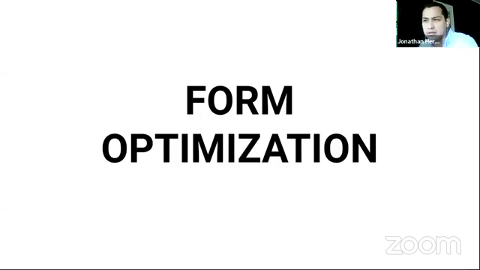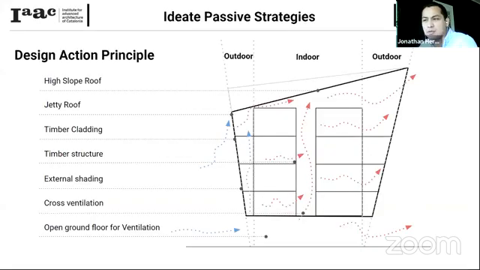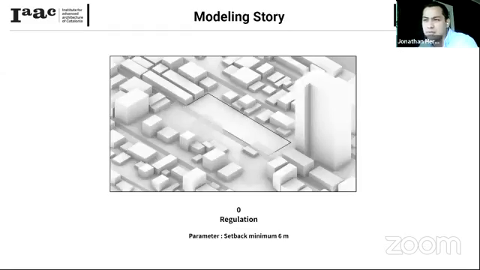So we try to focus these strategies on our form optimization, and then we had the question: how can we integrate these principles in order to have a residential volume that takes these principles into consideration? In the following slides, we will see the process of how we managed to integrate them.